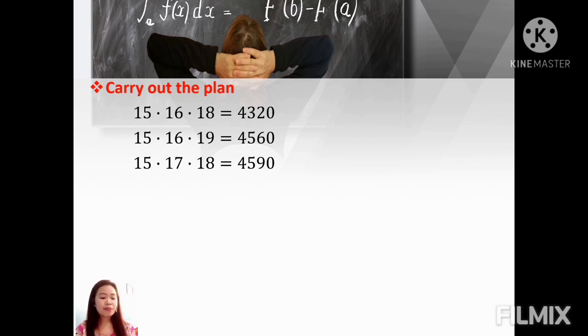That's why, we have another plan. We multiply another numbers. So, we have 15 times 17 times 18. We have 4,590. And so far, this is the numbers that we are looking for. So, in other words, the ages of the teenagers are 15, 17, and 18.